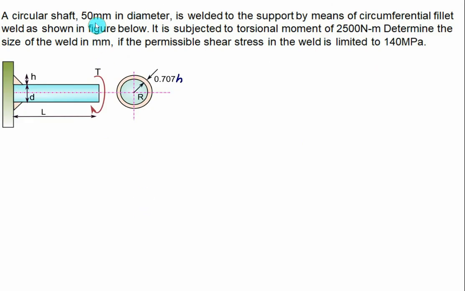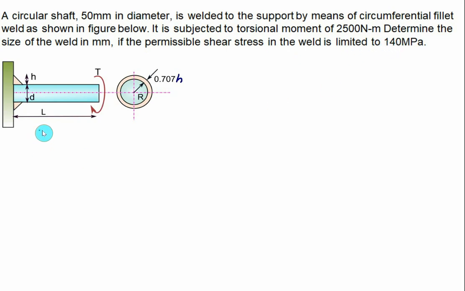A circular shaft of 50 mm diameter is welded to the support by means of a circumferential fillet weld as shown in the figure. It is subjected to a torsional moment of 2500 Newton meter. The value of T is given as 2500 Newton meter. Determine the size of the weld, the value of h you have to find out. The permissible shear stress in the weld material is 140 megapascal.